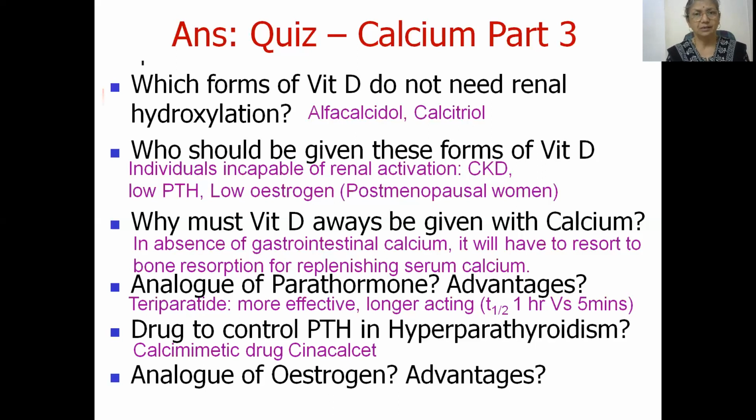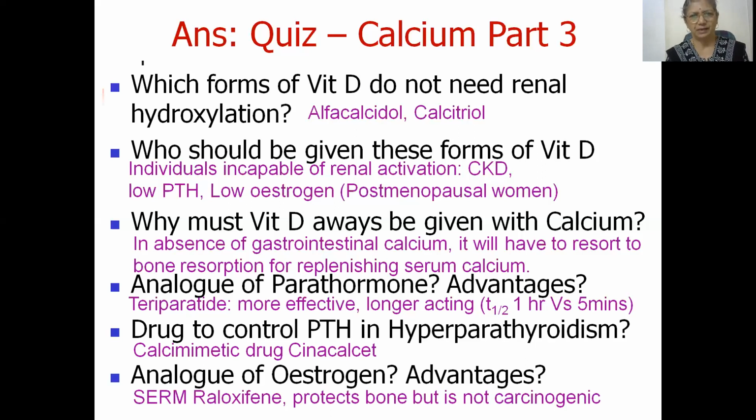Estrogen, though it has a very important bone protective role, we saw was associated with cancer of breast and endometrium, and so raloxifene, a selective estrogen receptor modulator, gives us the similar actions of estrogen on the bone, but does not cause cancer of breast or endometrium. In fact, it protects from breast cancer in high-risk patients. That is preferred for management of osteoporosis in postmenopausal women.